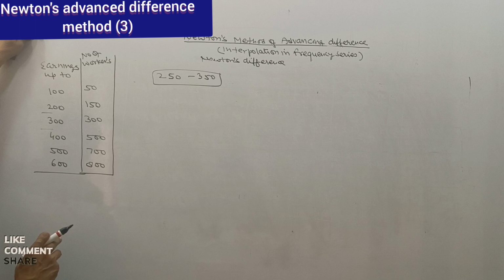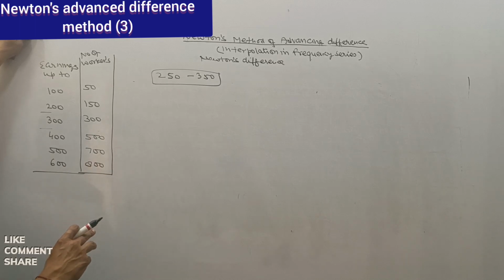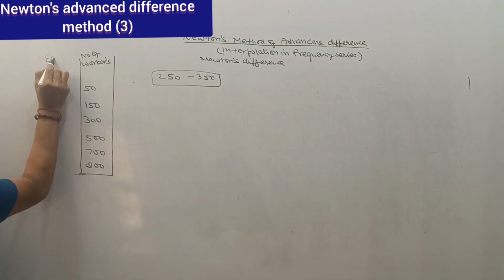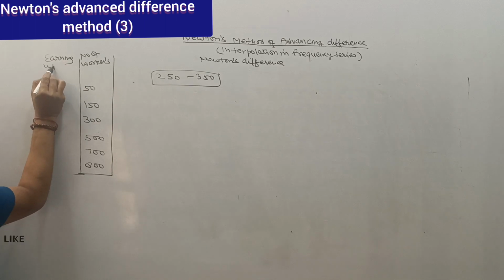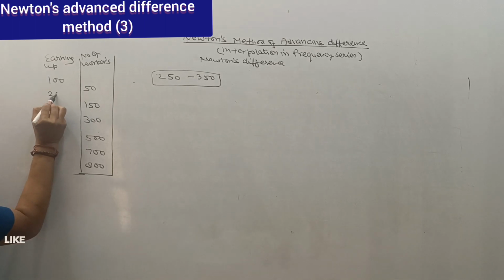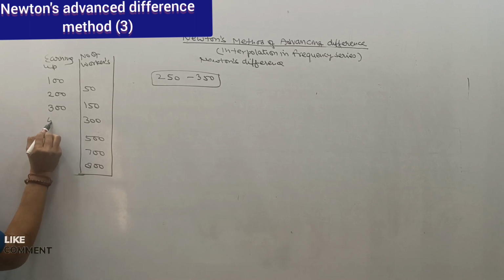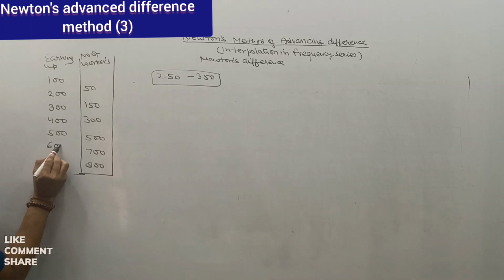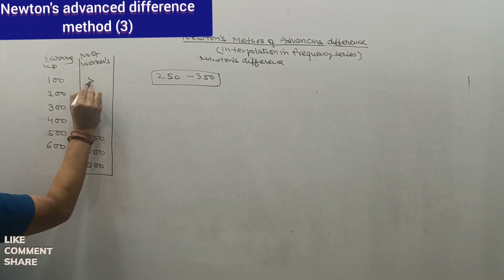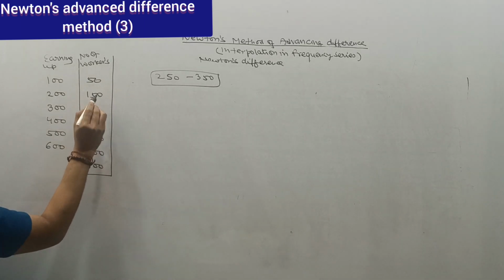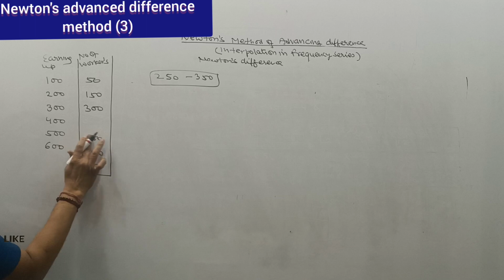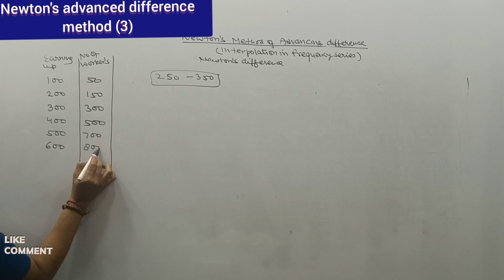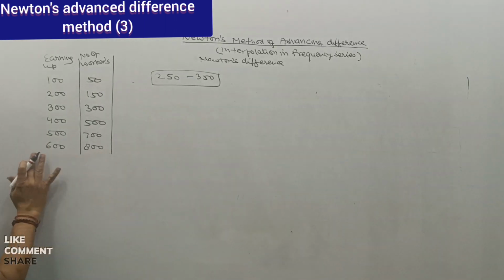Firstly, I should write the question as I require. The space is over there, so I am writing earnings up to 100, 200, 300, 400, 500 and 600. This data is 50, 150, 300, 500, 700 and 800. To save space, I have shifted the data.